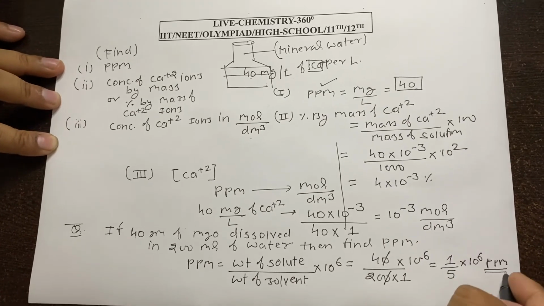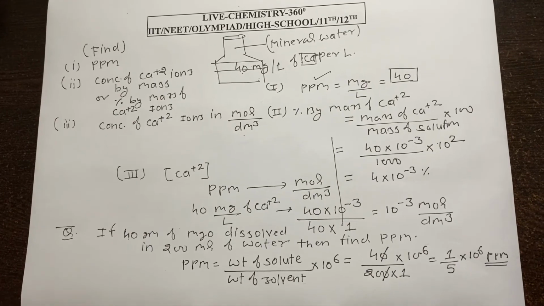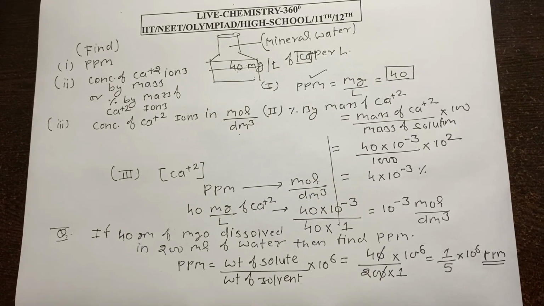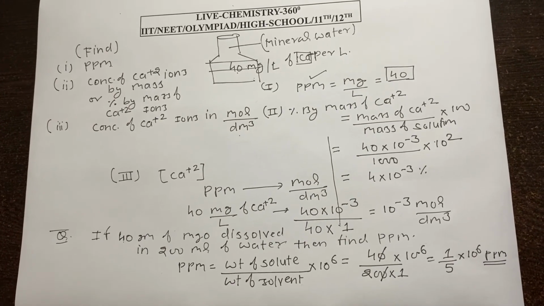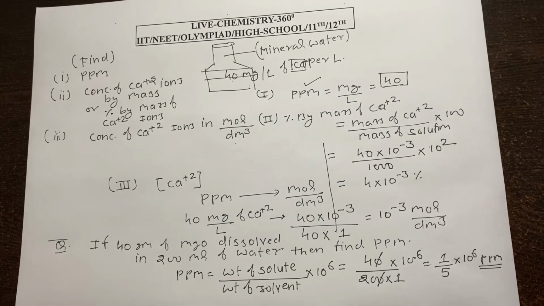So this is the parts per million notation, which is generally used to express the hardness of water. It is very useful to express the relative abundance of dissolved minerals and pollutants in water.